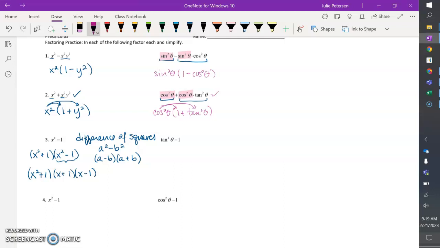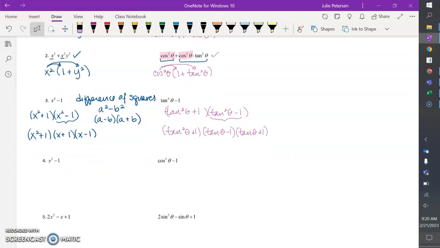So let's apply that to tangent here. We've got tangent to the 4th of theta minus 1. So I'm going to start with tangent squared theta and tangent squared theta. And then we do a plus 1 and a minus 1. Now we could factor this one further, but with our trig identities, it's not usually helpful to factor this any further. But if we did want to, it would look like this. Tangent squared theta plus 1, that's our original. And then this would be tangent theta minus 1, tangent theta plus 1.